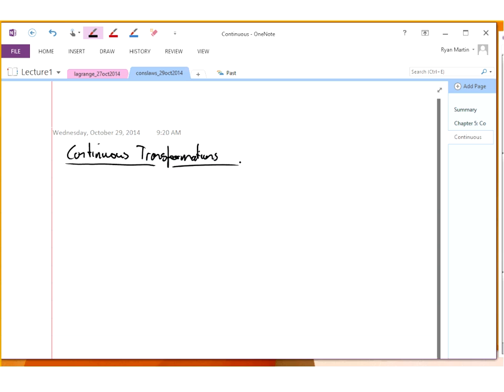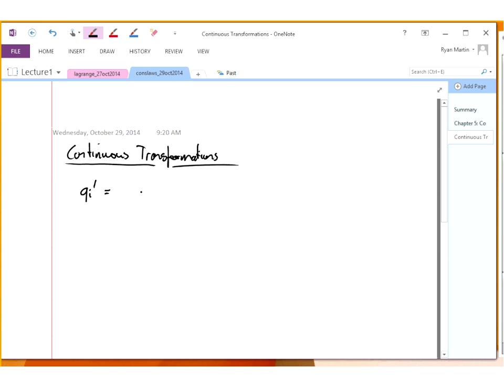The overlying theme here is that a particular choice of coordinate system might uncover more conserved quantities than a different choice of coordinate system. So one can change from one coordinate system to another. We're going to study what we call continuous transformations.